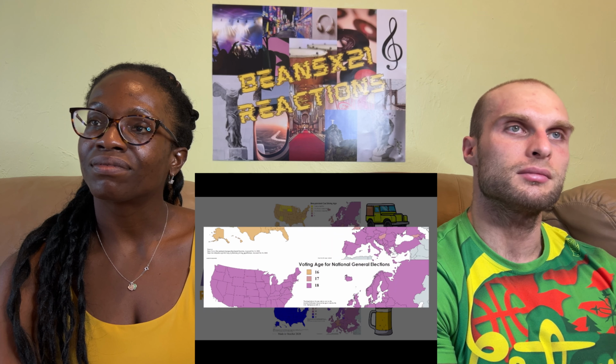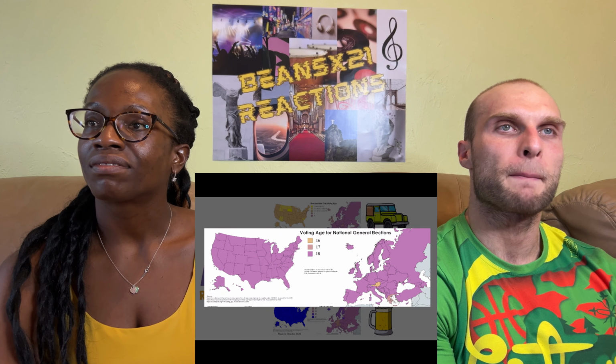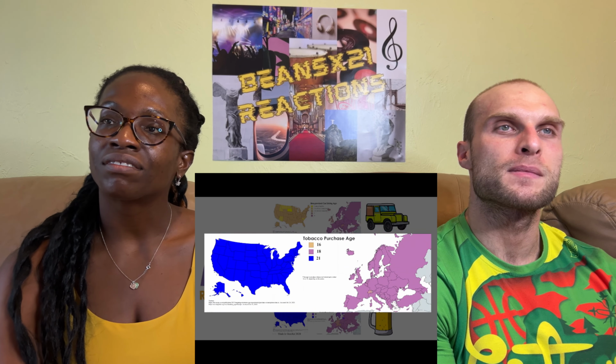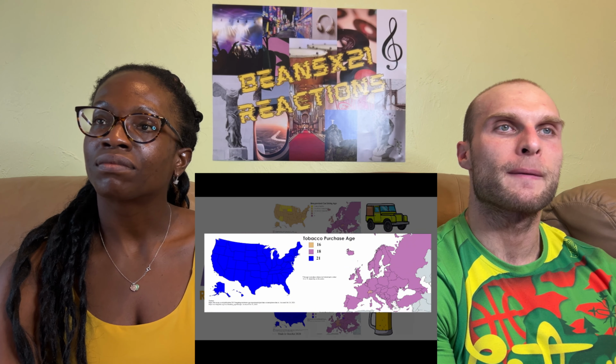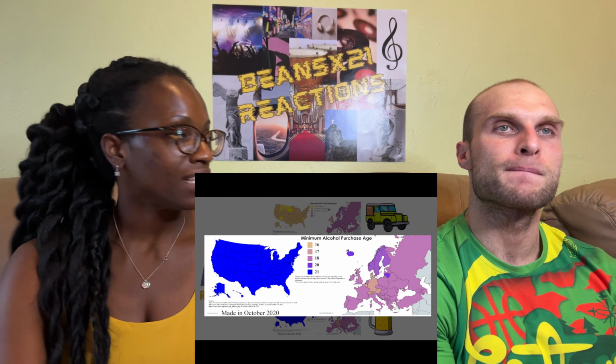When it comes to voting, 18 is common all around. Only in Europe are there two countries that differ, Austria at 16 and Greece at 17. Although I'm not sure if these limits are the same for all types of elections. Tobacco purchase is technically only allowed over 21 in all of the US, while in Europe you can buy it at 18. Alcohol purchasing is also forbidden for people under 21.